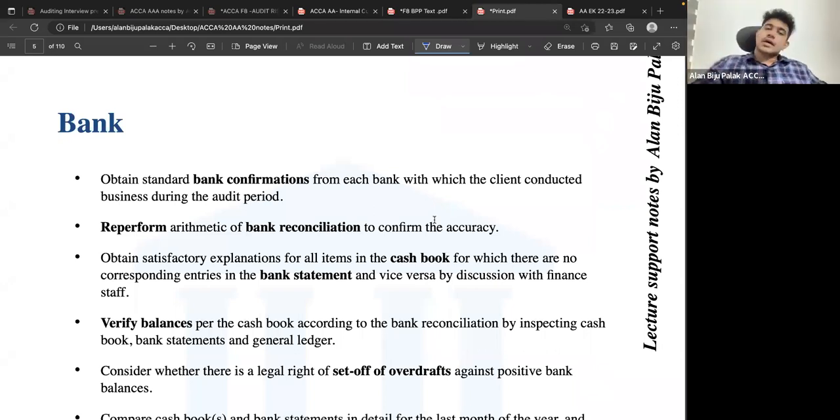On the other hand, if it is clearly mentioned that the company has not yet prepared the bank reconciliation statement, you won't score any marks for writing reperformance of the bank reconciliation. That is not applicable. So this is how you have to write the substantives. Clearly read what is mentioned in the scenario and write the substantives accordingly. Is that clear, everyone?